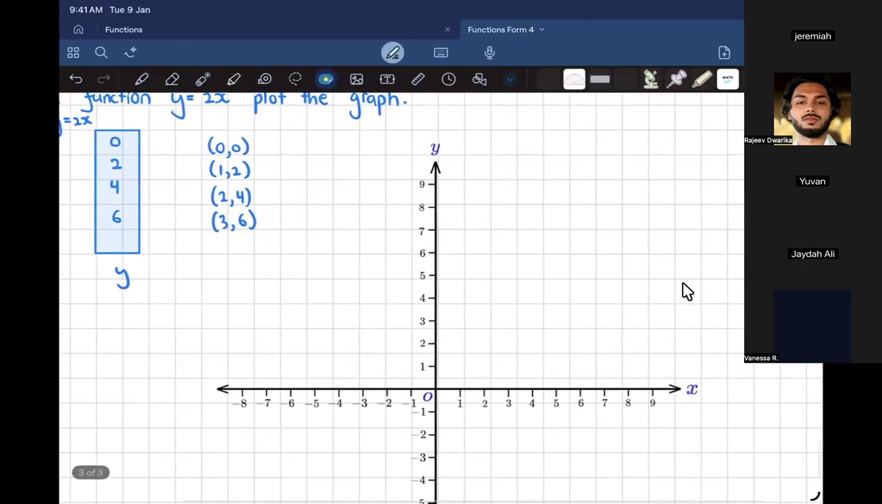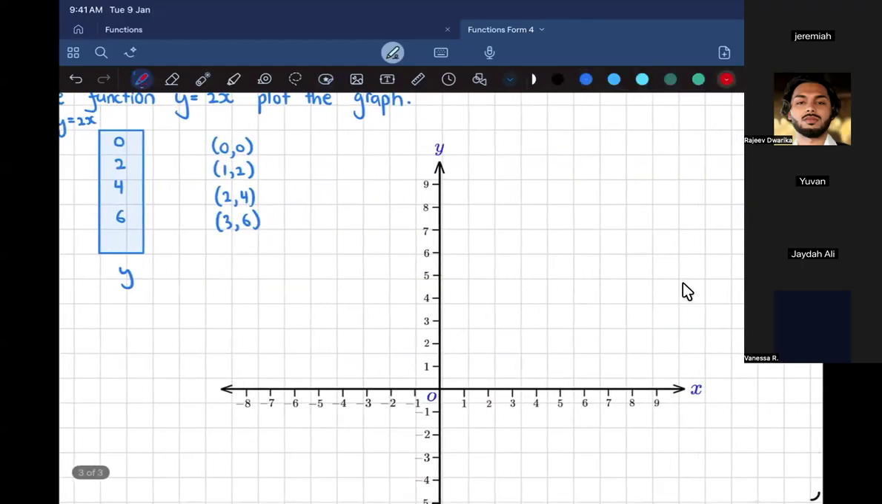All right, so the first point here is 0, 0. That's right here. The next point is 1, 2. 1, 2 will be over here. The next point will be 2, 4. 2, 4 will be over here.